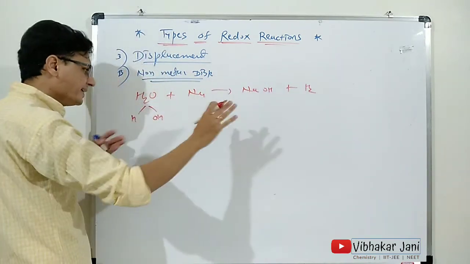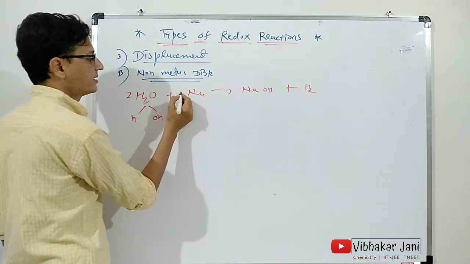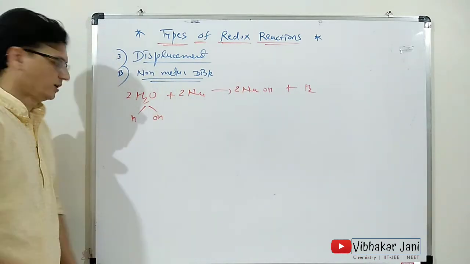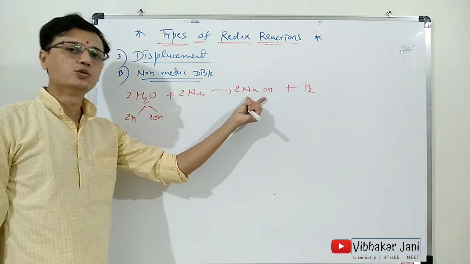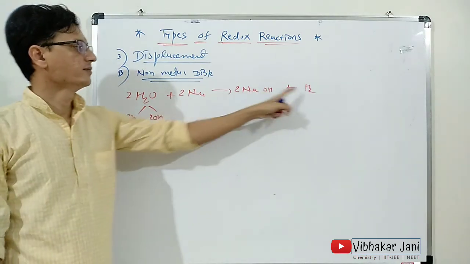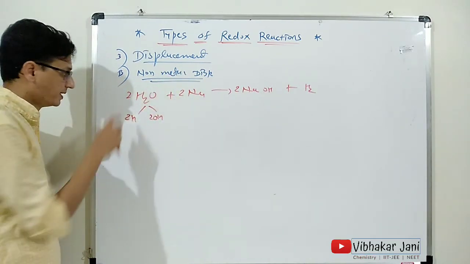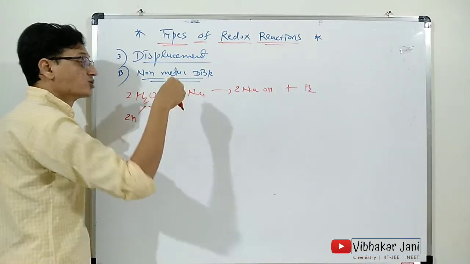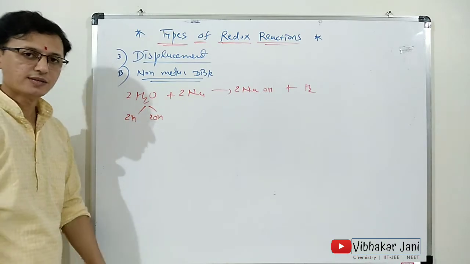Now if we want to balance this chemical reaction, then we have to take two water molecules. In that condition, we should take two sodium. So it will give us 2 NaOH. All these portions are 2. So 2Na plus 2OH will give us 2NaOH, and this 2H will give us H2. So this is an example of non-metal displacement. Hydrogen is non-metal with respect to sodium, and this sodium metal displaces this hydrogen to give us sodium hydroxide.